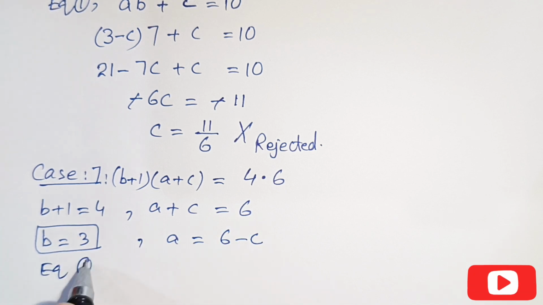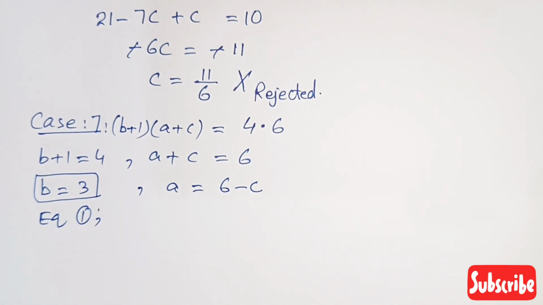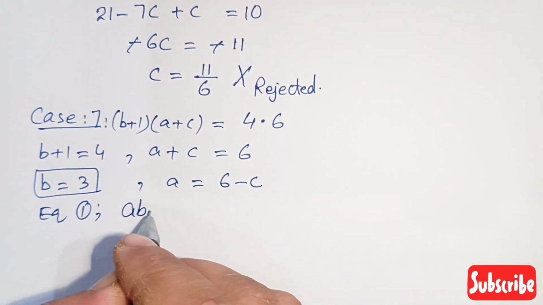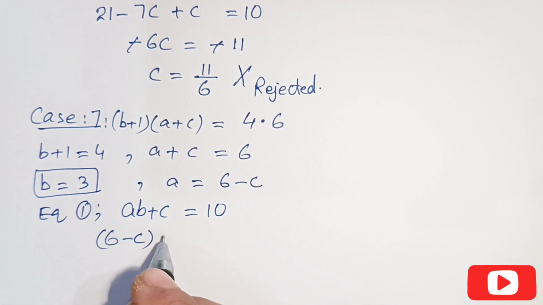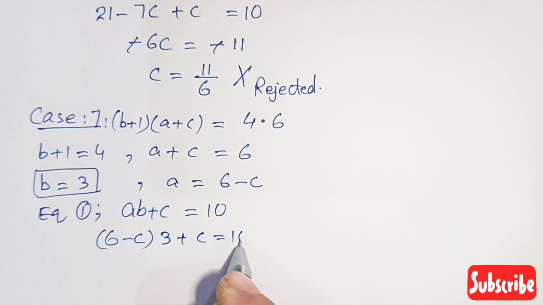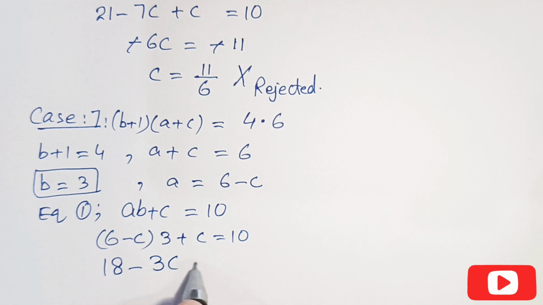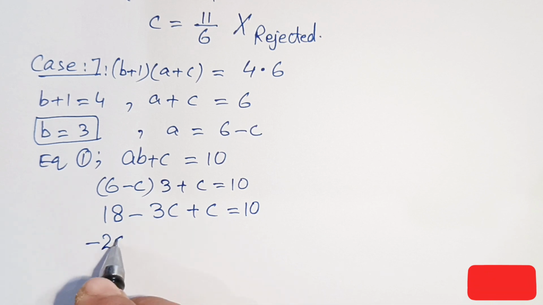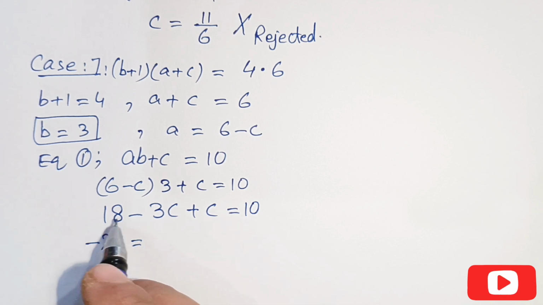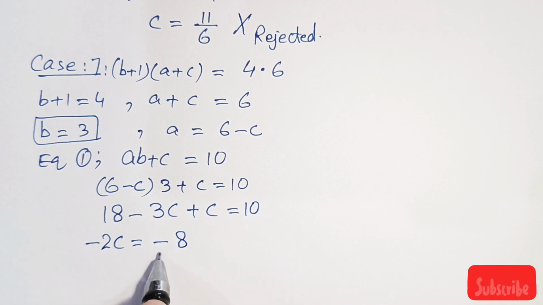Just recalling our equation 1, which is a times b plus c is equal to 10. So here a is 6 minus c and the value of b is 3 plus c is equal to 10. 6 times 3 is 18 minus 3 times c is 3c plus c is equal to 10. So minus 3c plus c we get minus 2c is equal to 10 minus 18 we get minus 8. Now cancelling the negative sign on both sides, we get the value of c.